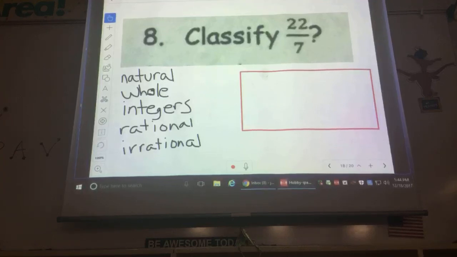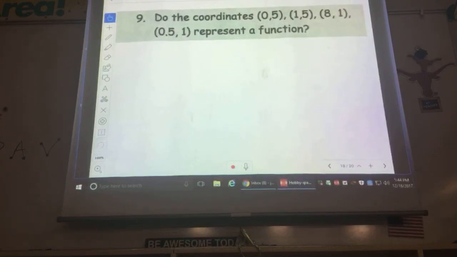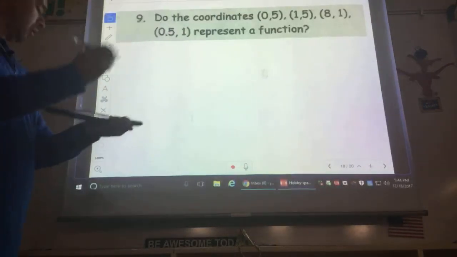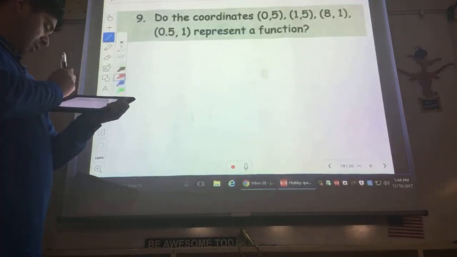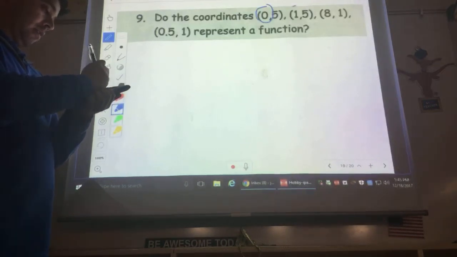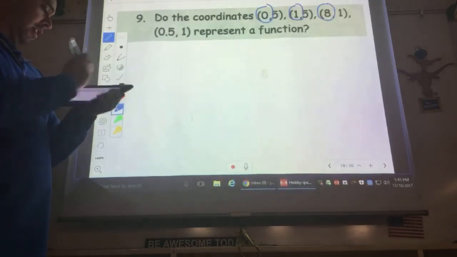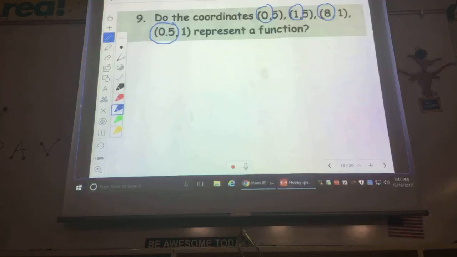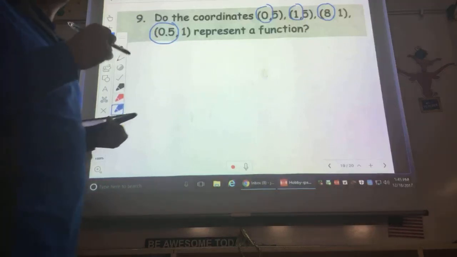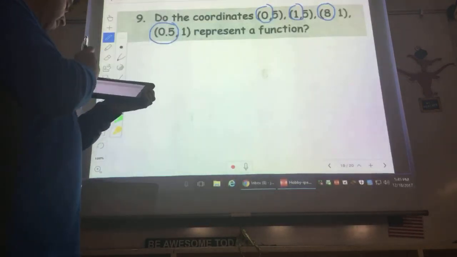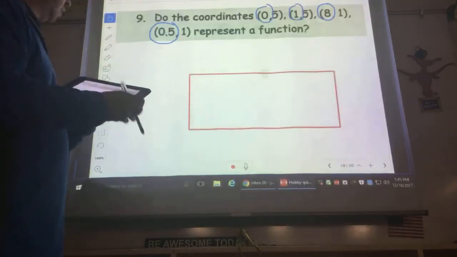All right. Number 9. Do the coordinates (0, -5), (0, 5), (1, 5), (8, 1), and (0.5, 1) represent a function? So remember, to be a function, we have to look at our x coordinates. There, I'm circling them in blue, okay? We have to look at the x values for those. If they don't repeat, it's going to tell you if it's a function or if it's not. All right, so you're just writing yes or no on this. Okay, yes or no.